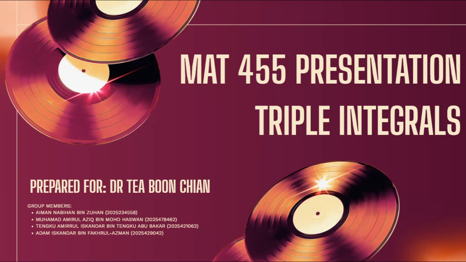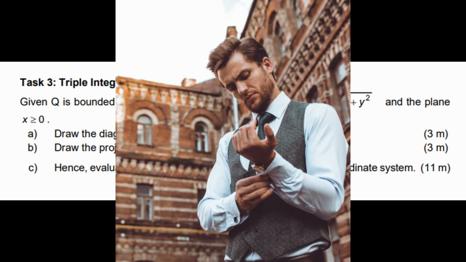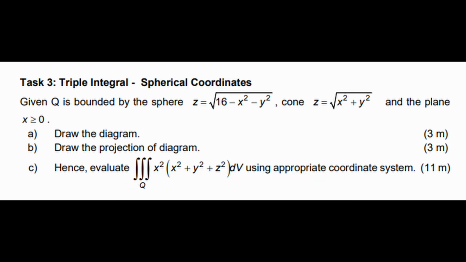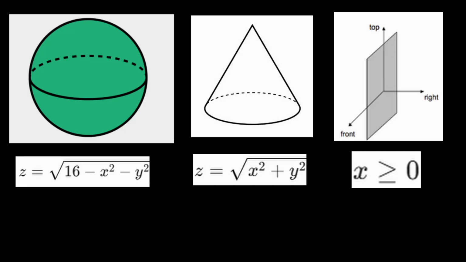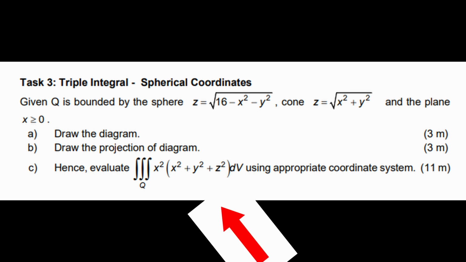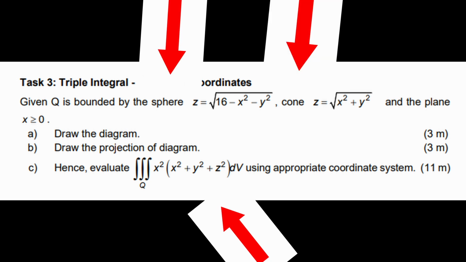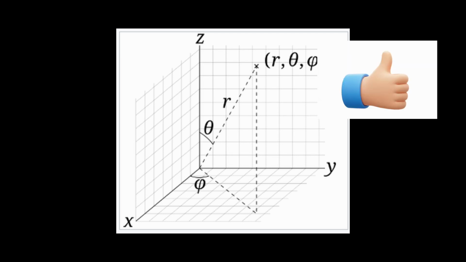Hi everyone, today we're tackling a triple integral problem that looks quite intimidating in Cartesian coordinates, but it can be elegant if we switch the perspective. We're looking at a region Q which is bounded by a sphere, a cone, and a vertical plane. Our goal is to evaluate this integral where the boundaries involve a sphere and a cone. Therefore, we're going to use spherical coordinates. It seems fit for this integral.